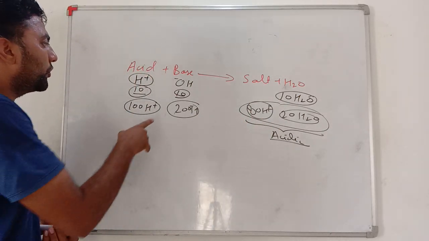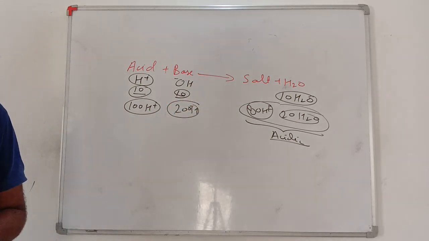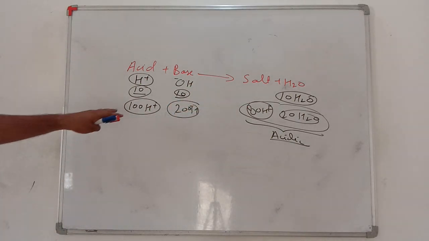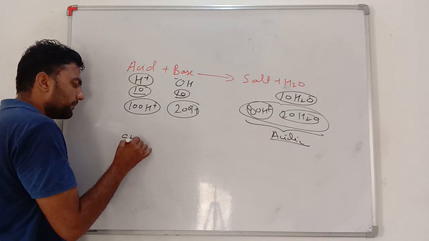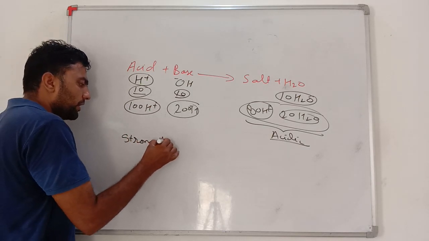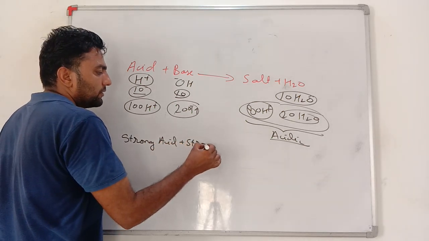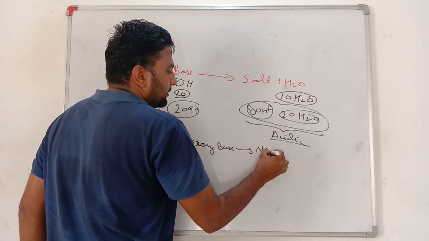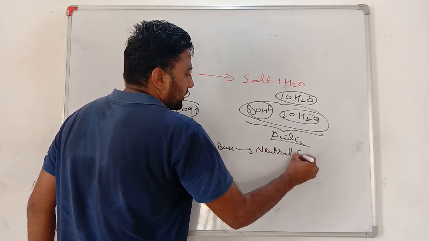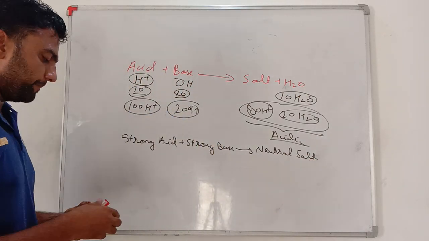Similarly, if there are more OH minus or less H plus, then we will get a basic salt solution. The reason why this happens is ions. Very important. If a strong acid reacts with a strong base, we get a neutral salt, because H plus and OH minus are almost the same.